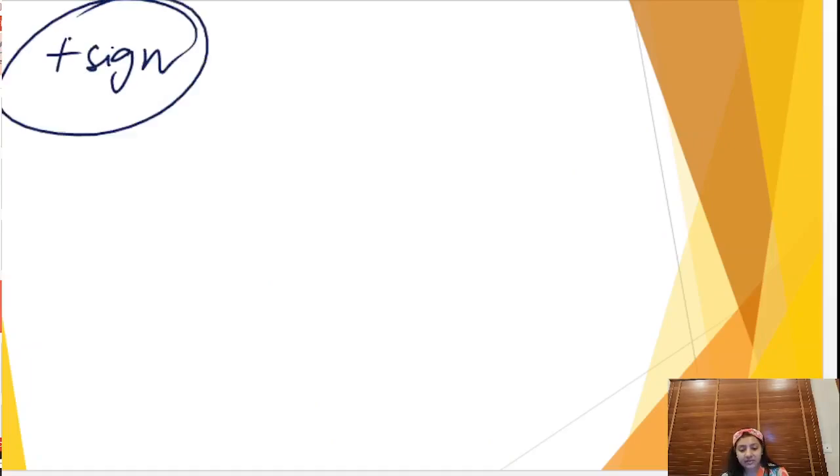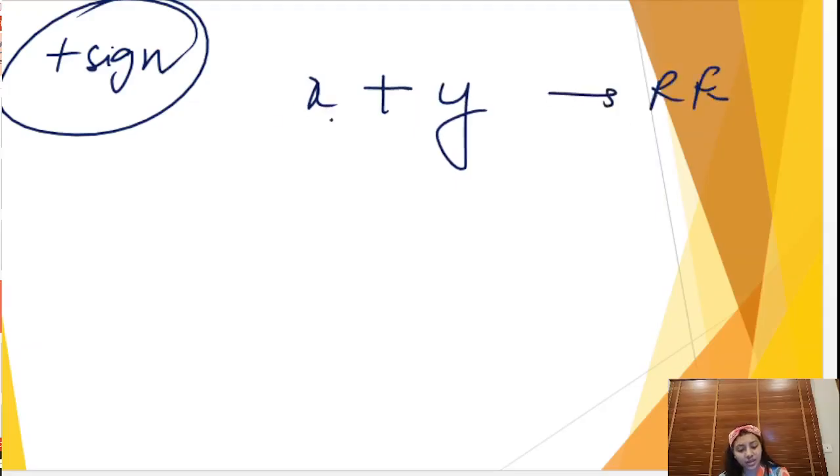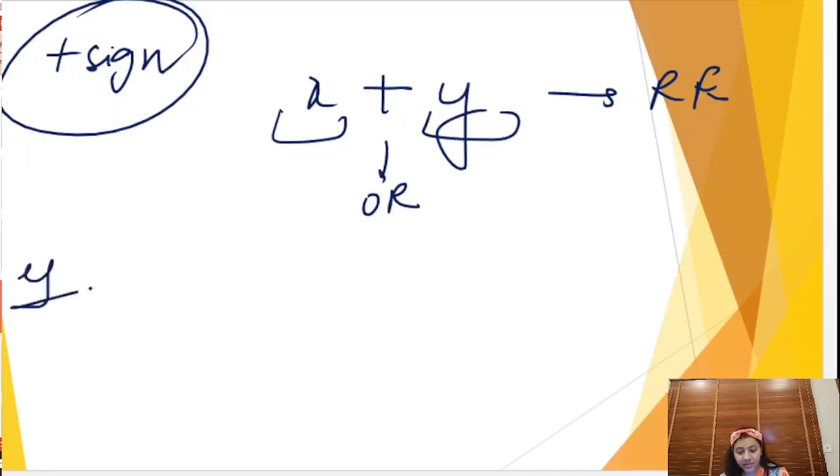Now we have seen the positive closure. Similarly, the plus sign, whenever used in a regular expression like this, if I say x plus y, this is my regular expression. So what does it say? It says x and y are strings of characters, then this expression means either x or y. So this plus is representing or over here. Either take this x or take this y. Right? So let's understand this with the help of an example.